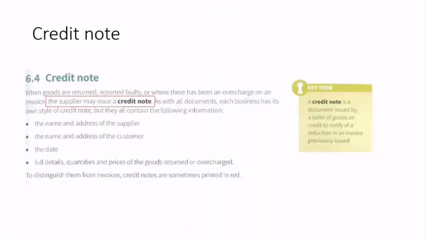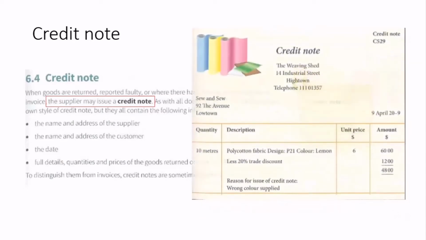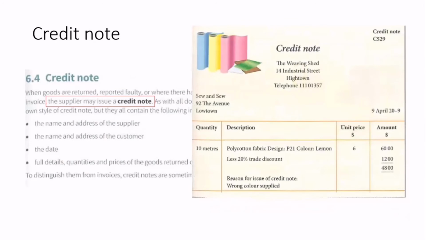A credit note is issued when the seller acknowledges the returns that were made by the customers. Therefore, as the seller acknowledges the return made by the buyer, they will issue a credit note, and that credit note serves the purpose of reducing the amount of the invoice previously issued. This is how a credit note will look like.